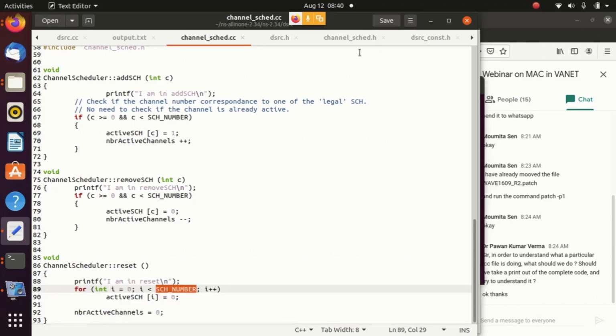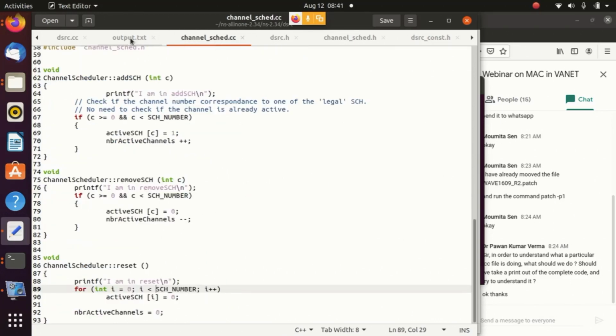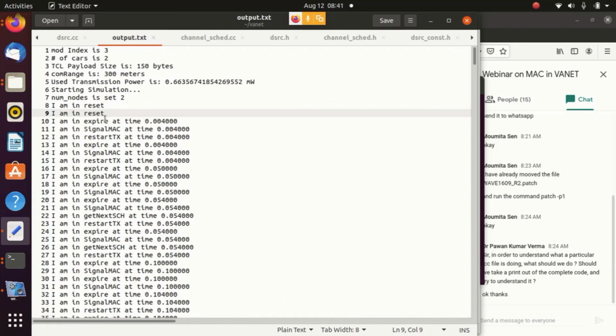If you want to change the number of SCH from 6 to suppose 10, you just have to change it here to 10. Okay. And the number of service channels will increase. However, if you are changing something in the code, you will have to take care of those extra 4 service channels into account according to your protocol. Okay. So let us come back to output.txt.